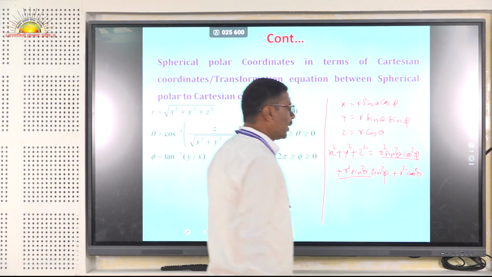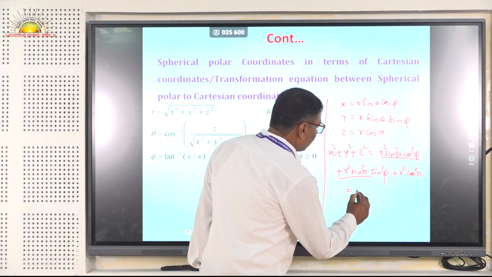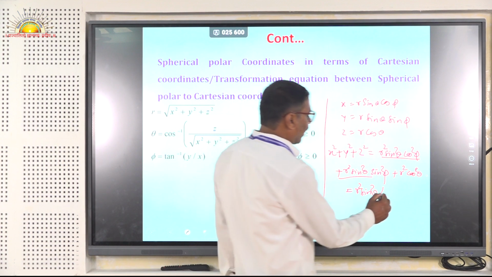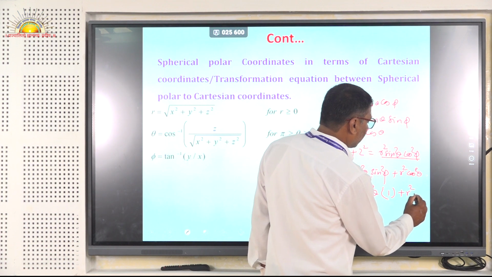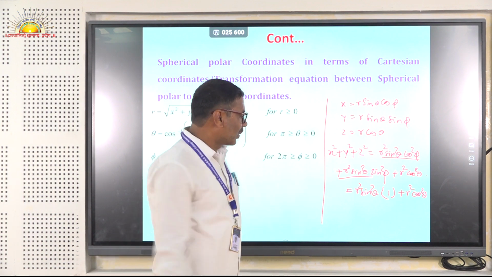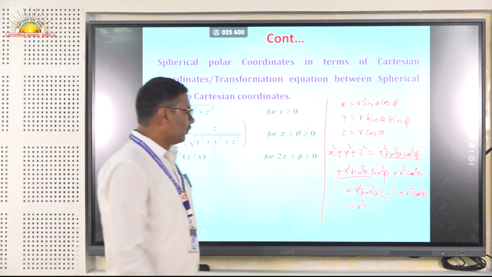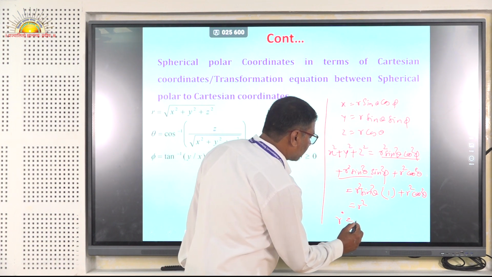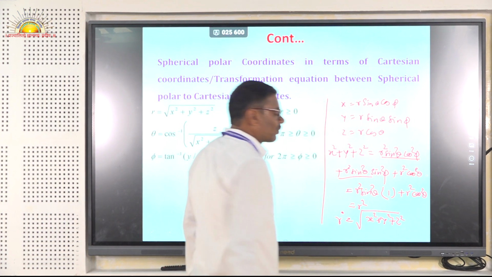From these two terms, if we take R square sin square theta common, we get R square sin square theta in bracket cos square phi plus sin square phi, and cos square phi plus sin square phi is 1, plus R square cos square theta. So if we take R square common, then sin square theta plus cos square theta is 1, which is equal to R square, and by taking square root, R is equal to square root of x square plus y square plus z square, like that.